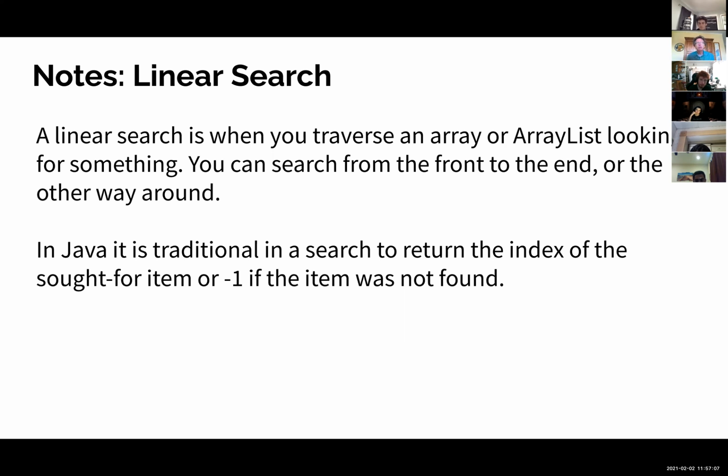And in Java, it's traditional in a search. If you were writing a method that was going to do a linear search of an array or an array list, you usually would return the index of the element if you found it, and then you'd return -1 if you didn't find it. That's a standard Java convention. So one of our activities today is a linear search.